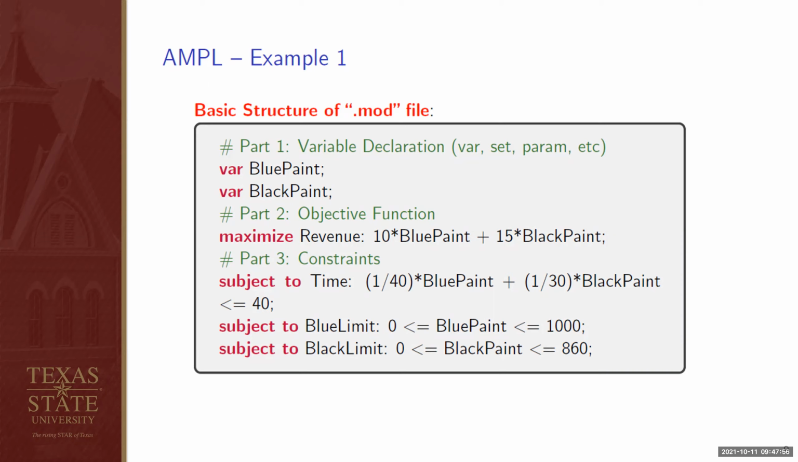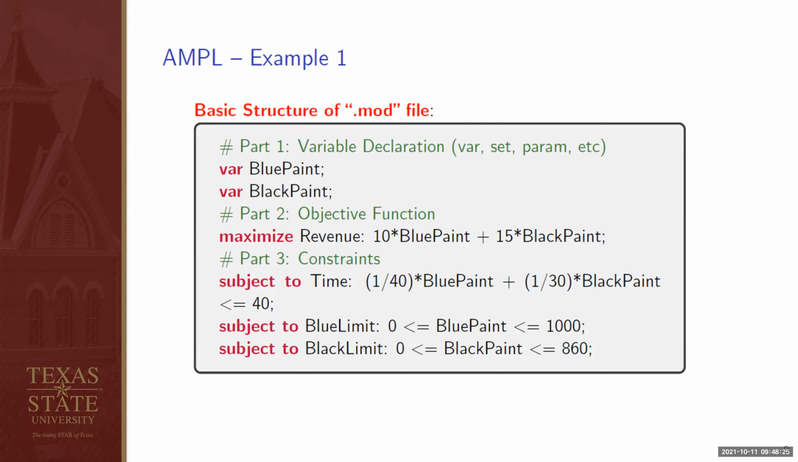And then we have an objective function. This is the second comment, part 2. You see the name maximize, the name of the objective function, you're maximizing revenue. And then you are using the definition that you made for the decision variables to define your objective function. So 10 is the profit or the revenue for blue paint, 15 is the revenue for black paint.